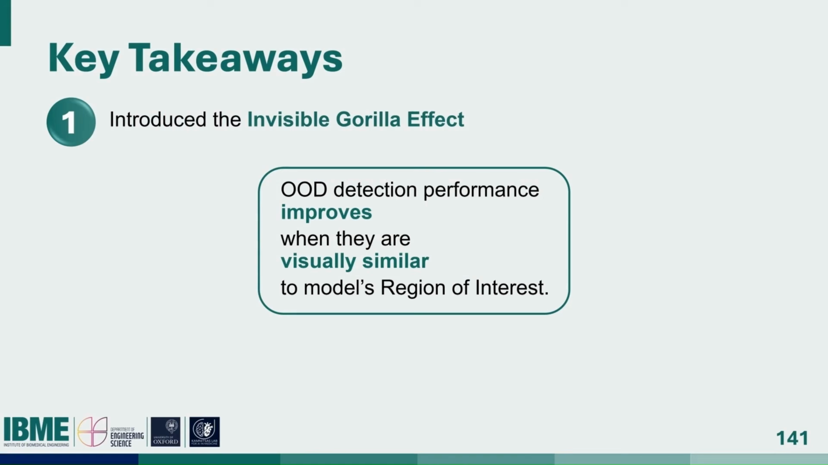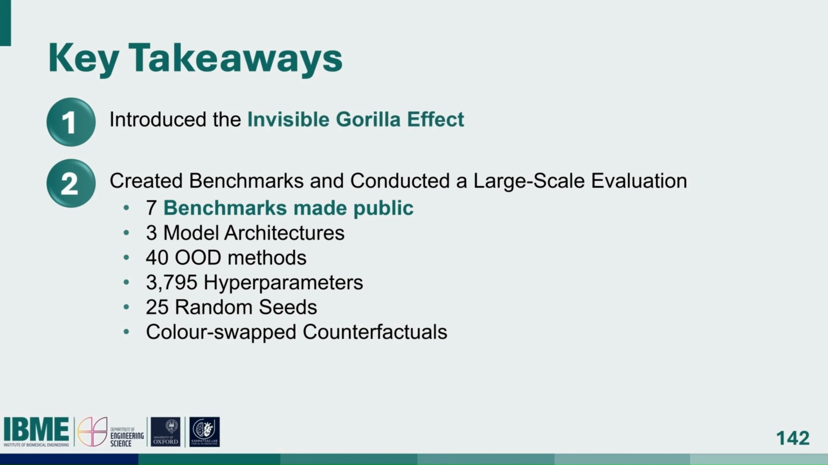In conclusion, we introduced the invisible gorilla effect, which is a bias where OOD detection performance improves when they are visually similar to the model's region of interest. We created benchmarks and conducted a large-scale evaluation across 7 benchmarks which were made public, 3 model architectures, 40 OOD detection methods, 3,750 hyperparameters, 25 random seeds, as well as color-swapped counterfactuals to rule out dataset bias.